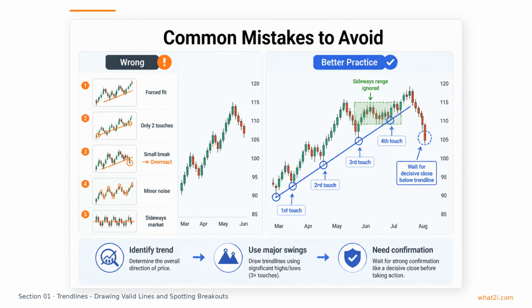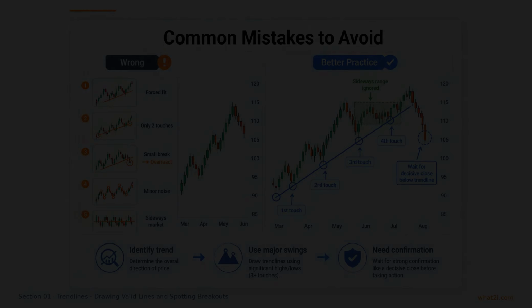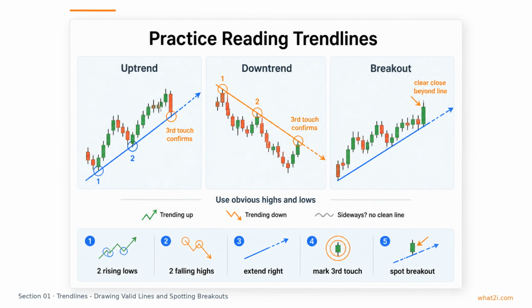Traders also get into trouble by reacting to every tiny break, even when the move is marginal and quickly reversed. Using minor noise instead of major swing points is another way to create false confidence. Clean trendline work is less about drawing more lines and more about being selective, patient, and honest about what the chart is actually showing.